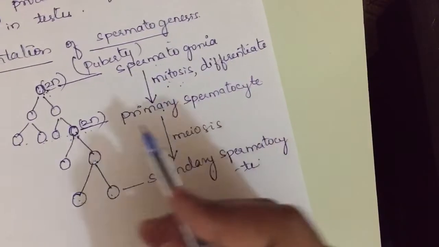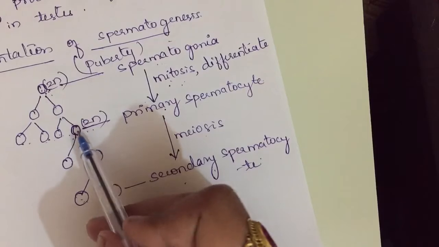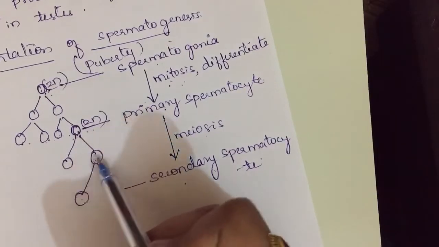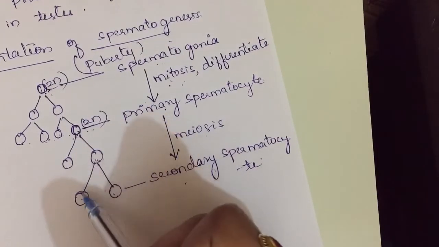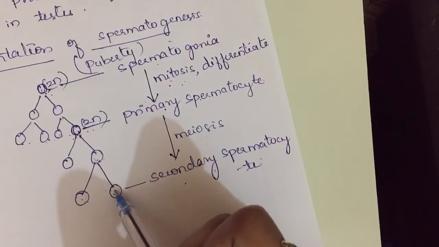So which means what? Because of meiosis, we have meiosis 1. First one cell will divide into 2, again those 2 cells will divide into 4. But here we have continued with only 1, so again we have shown 2.